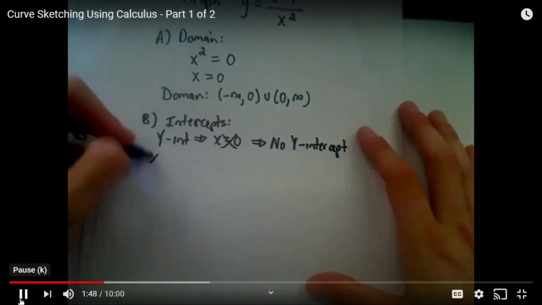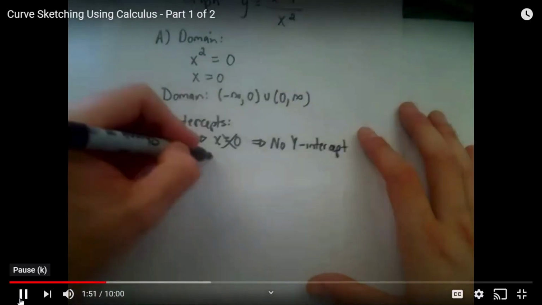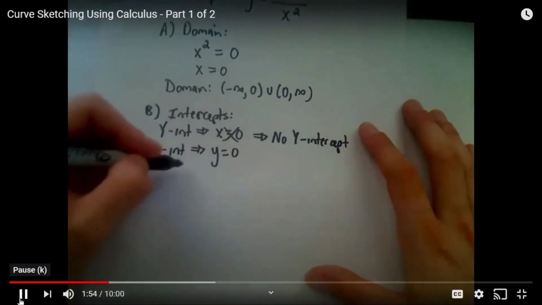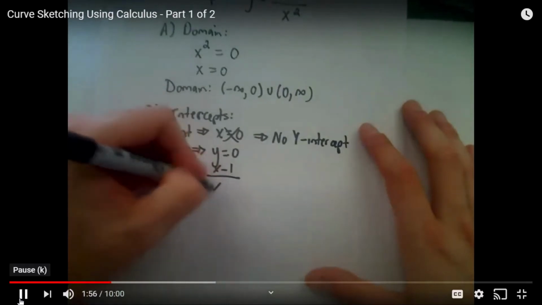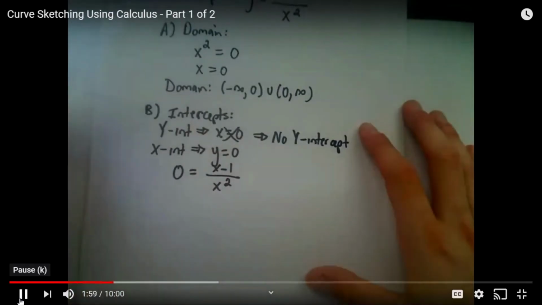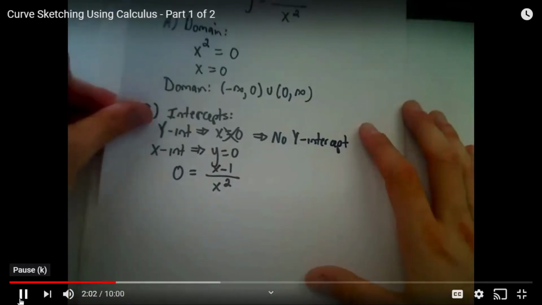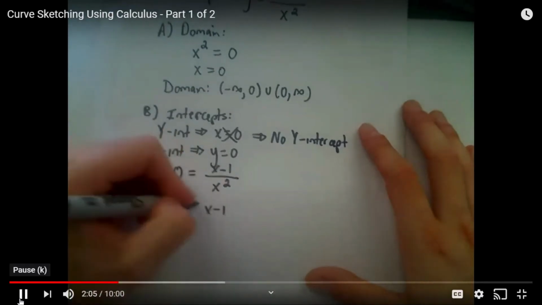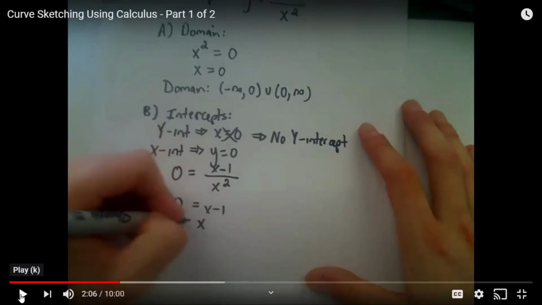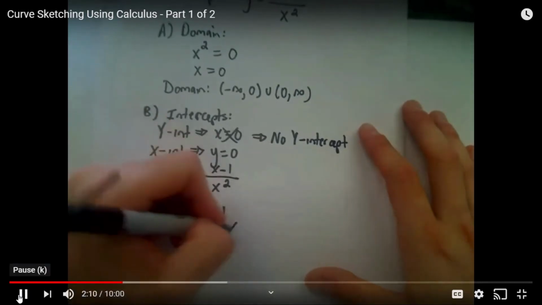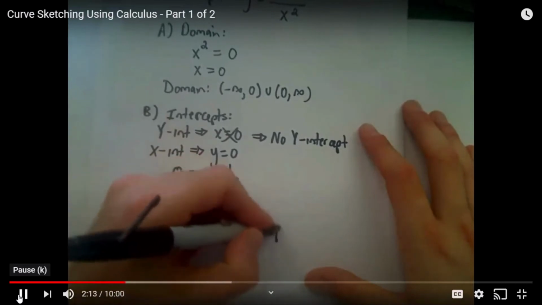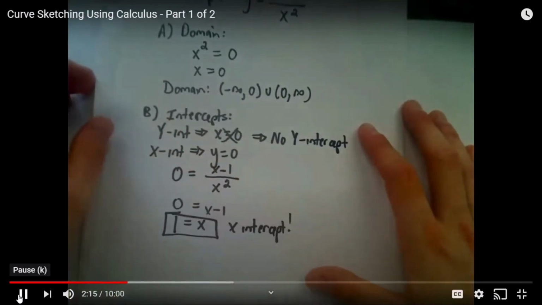That's okay. To find the x-intercepts, we set y equal to 0. So then we'll have to solve 0 equals x minus 1 over x squared. For a fraction to be 0, the top part has to be 0. So really all we have to do is set x minus 1 equal to 0. Then we'll get x equals 1 being our x-intercept. Okay, so we need to keep that guy in mind.